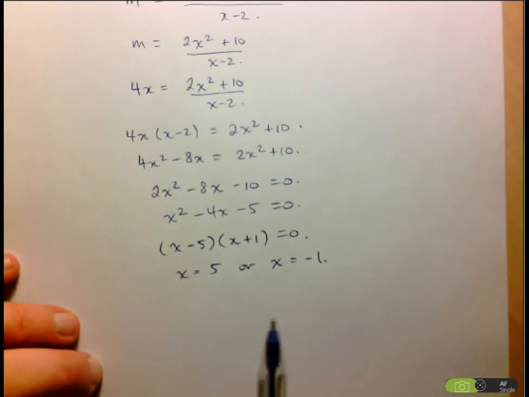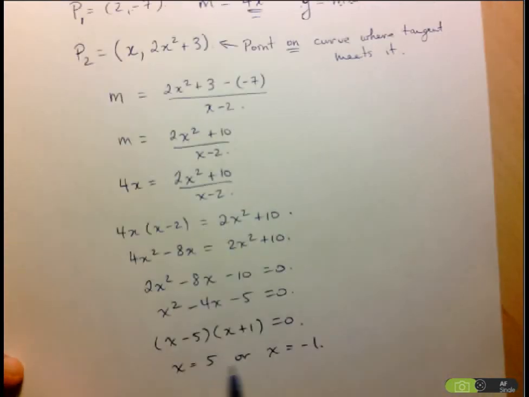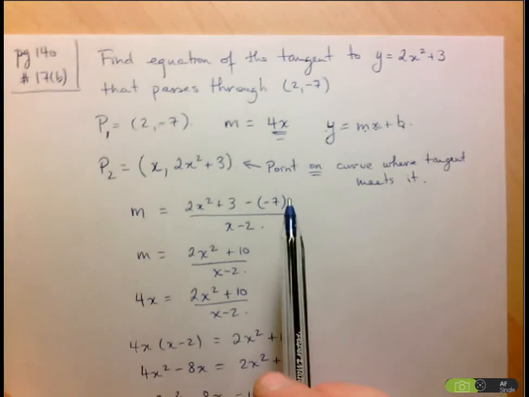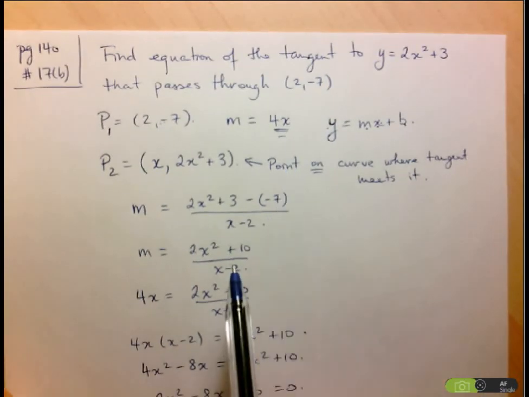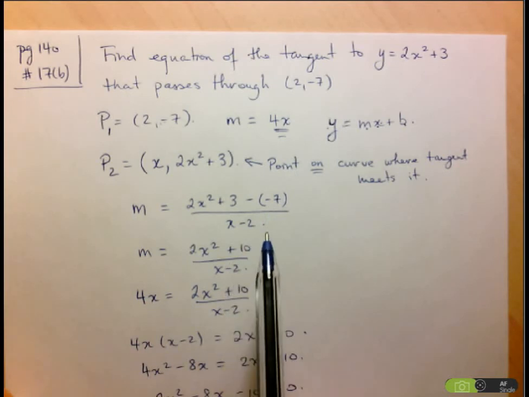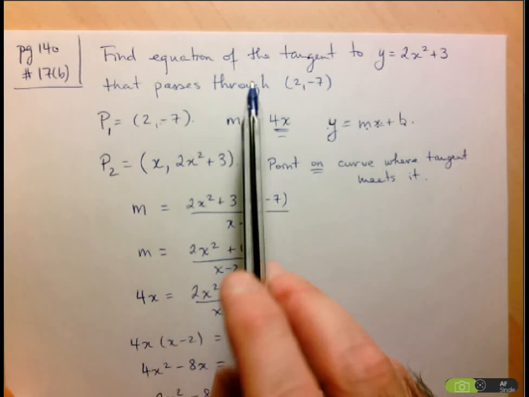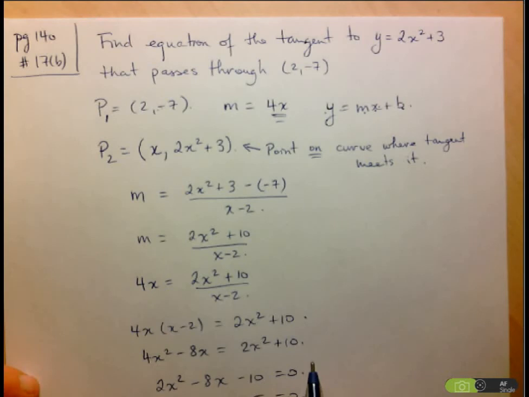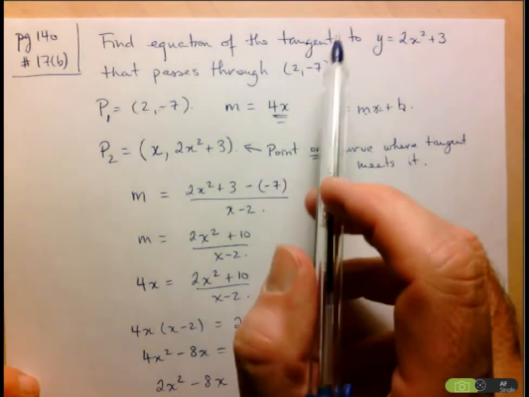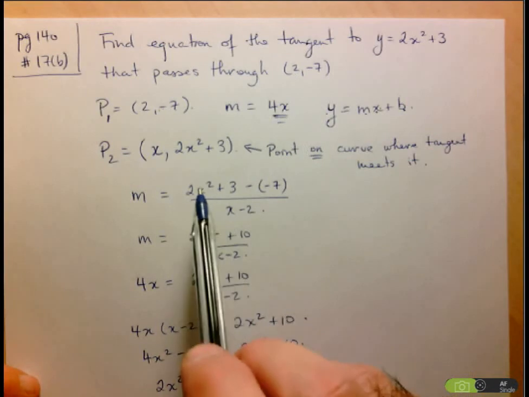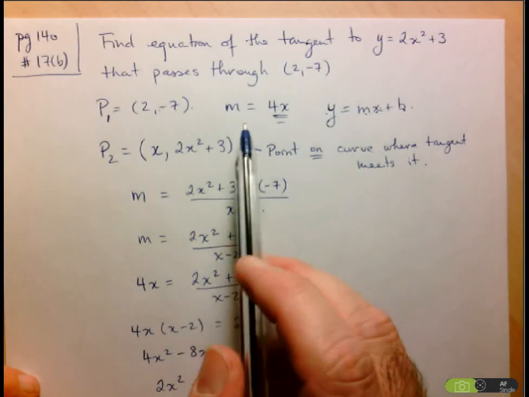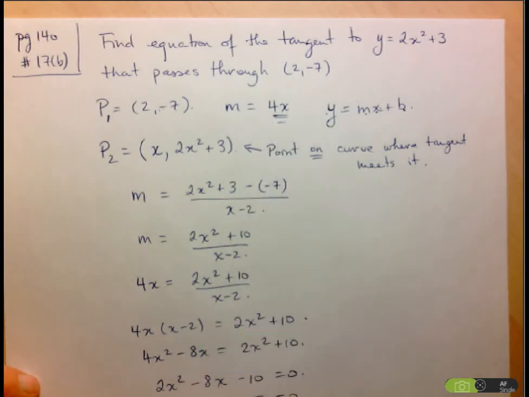Let's make sure we understand what we solved for. These are the x values where the tangent touches the curve and passes through 2, negative 7. The first thing we see is that there's more than one solution. Now, what we're looking for are the equations of the lines, so we still have quite a bit more work to do. Since I need to determine the equations of lines, I know they both pass through 2, negative 7, and I know that the slopes are given by 4x. So now I can use these x values that I found to find the two possible slopes.